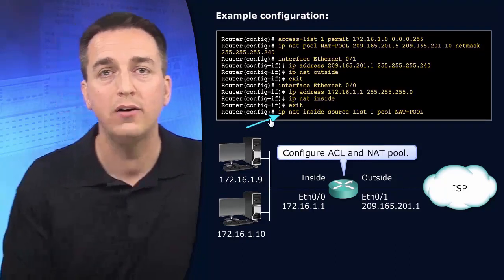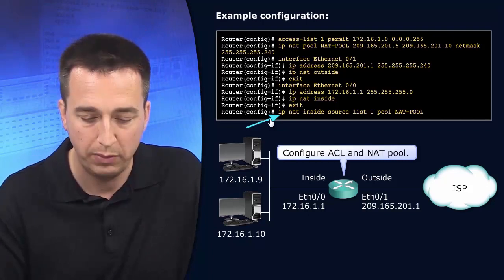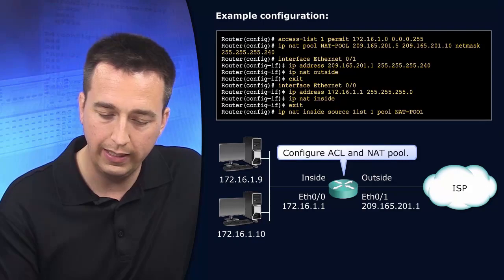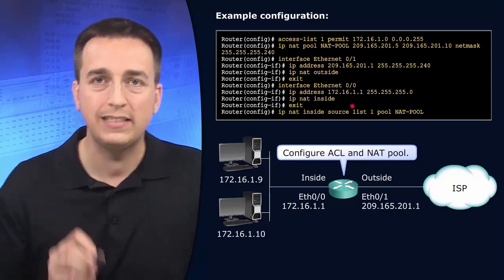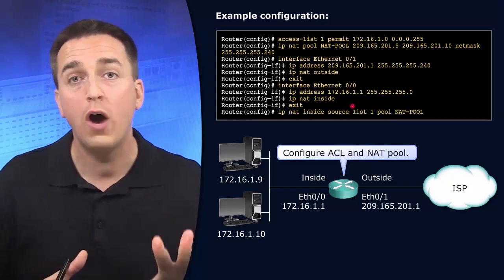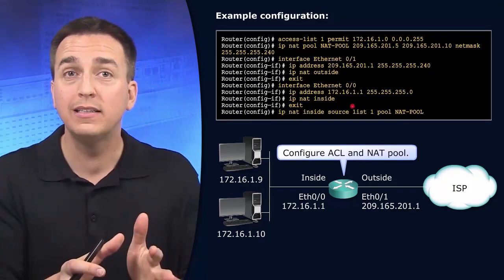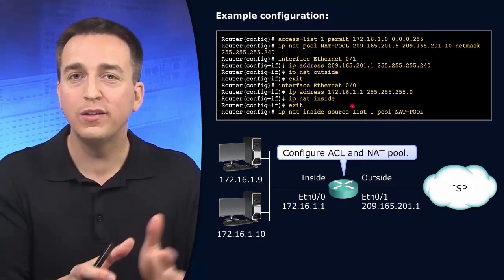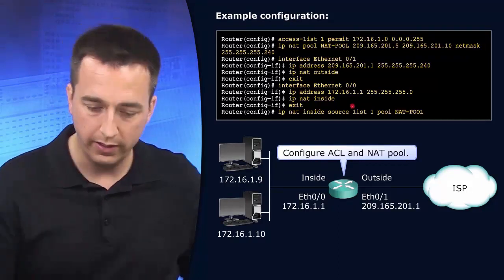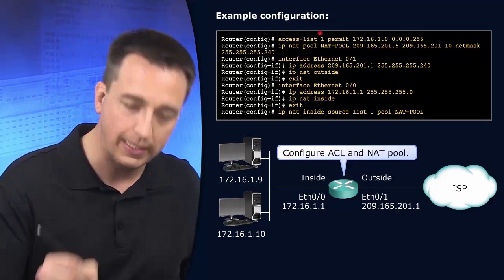Well, in this case now, since it's not static NAT, we're going to use IP NAT inside source followed by list. List means access list. What access list do you want to define as the private IP address range that's going to be translated? In this case, it's list 1 that matches this access list here.